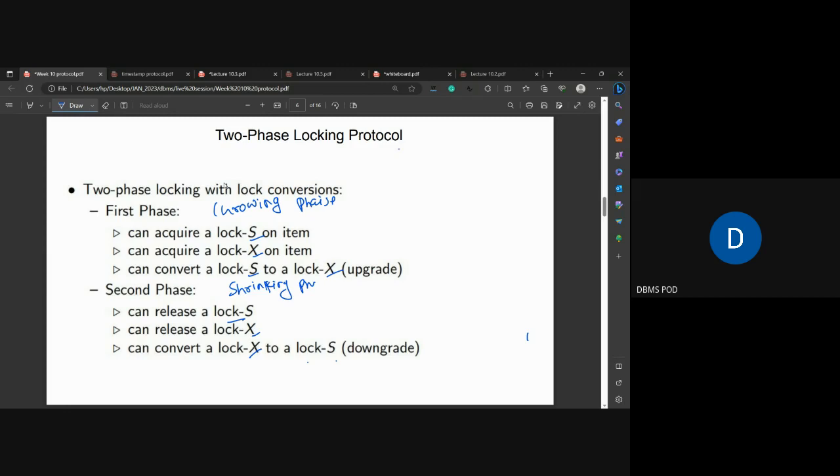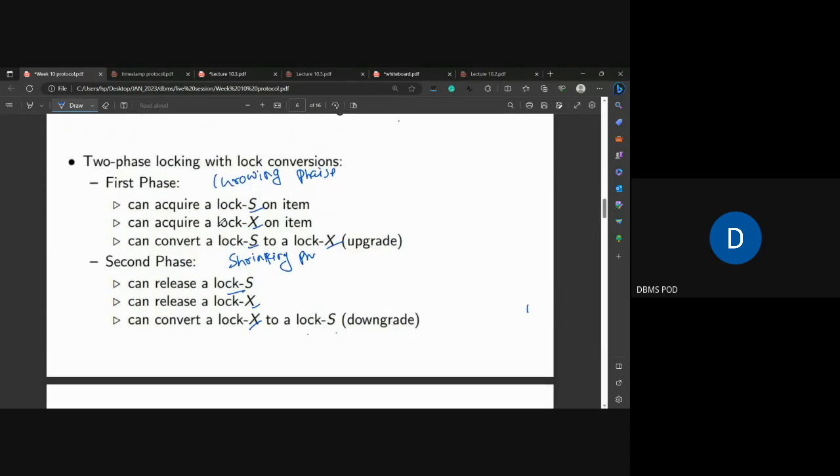If all the transactions follow the growing phase and the shrinking phase, then we can say that this schedule follows the two-phase locking protocol. Is it clear for everyone? I will give a few examples.